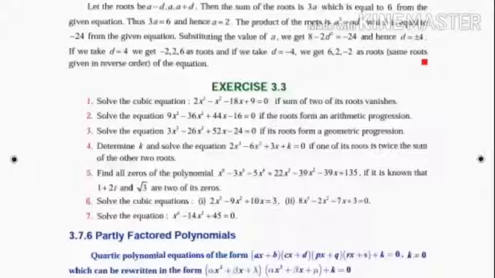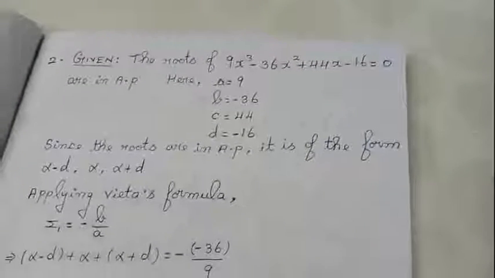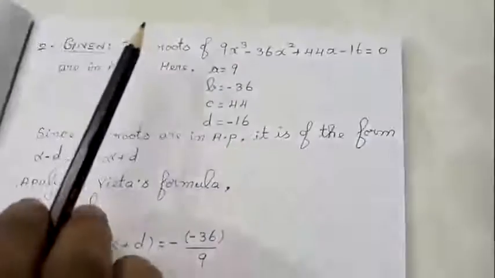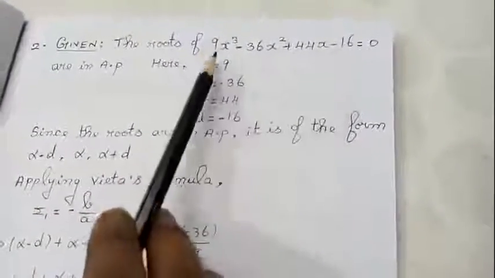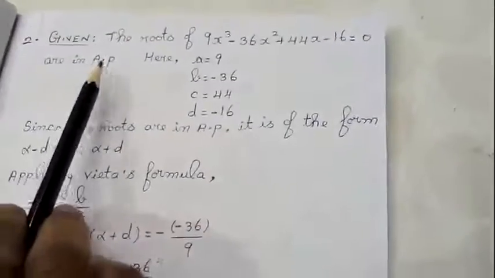Exercise 3.3, second sum. Solve the equation 9x³ − 36x² + 44x − 16 = 0 if the roots form an arithmetic progression. They have given you this equation, which is a cubic equation, and the roots are in AP, that is, arithmetic progression.